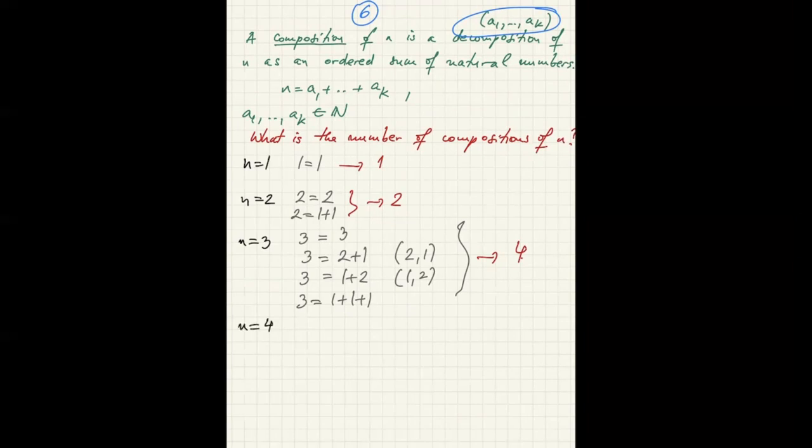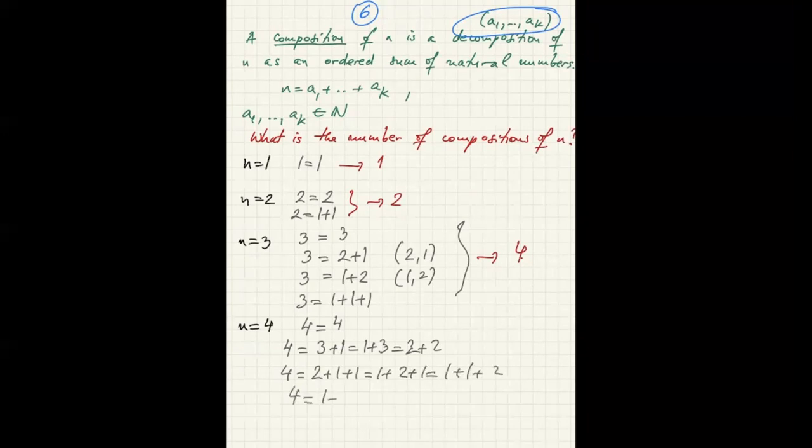There's some pattern that is kind of clear, but sometimes these patterns can be deceiving. Let's do one more. What about 4? 4 is 4. What about 2 parts? You can do 3 plus 1, 1 plus 3, 2 plus 2. What about 3 parts? 2 plus 1 plus 1, 1 plus 2 plus 1, 1 plus 1 plus 2. And what about 4 parts? 1 plus 1 plus 1 plus 1. So in total, it looks like there are 8.